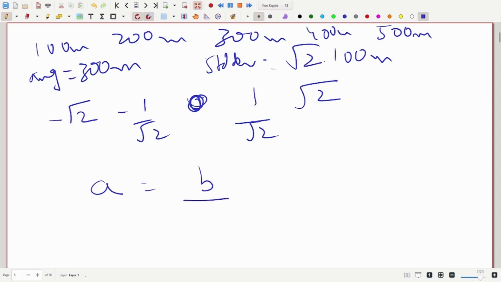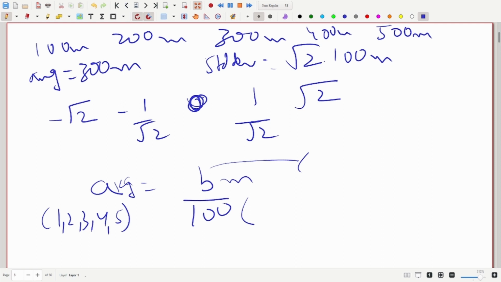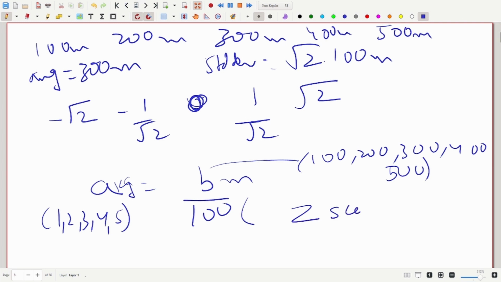So, data A is B times 100. What was data A? 1, 2, 3, 4, 5. Obviously, there were units. So, 100 into some units. This was in kg and this was in meter. Okay. And B was 100, 200, 300, 400, 500. Now, the standardized data is unitless. The Z score is unitless. It is a ratio actually.